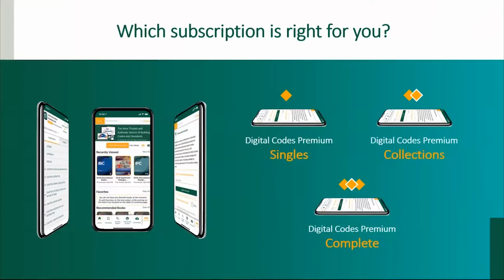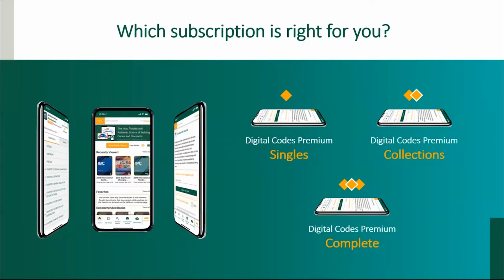All right, so as I mentioned, the platform we refer to as Digital Codes Premium. Now you can order different subscriptions and licenses on the platform. Of course, we do have singles. Those would be single individual titles like the IBC, if that's all that you needed to reference. There's also collections. Probably the most common one would be a particular cycle of the iCodes. That would be a collection that would be priced a little bit lower because you're getting them all together. And then complete would have all the titles that I mentioned currently available.